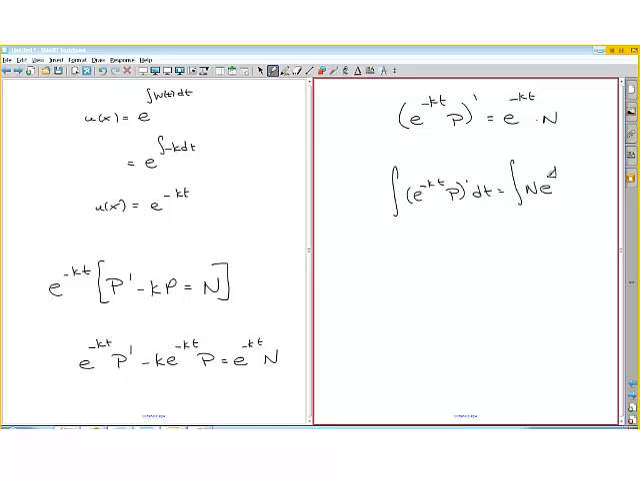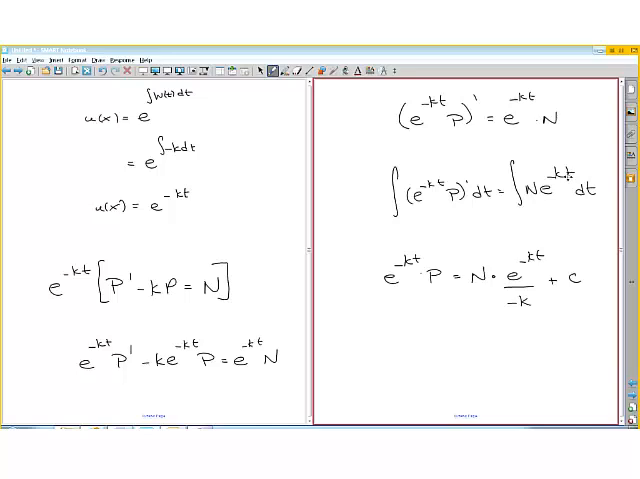I'm going to put the constant out in front. The left-hand side just becomes e to the minus kt times p. The right-hand side becomes n, which is a constant, so we leave that outside. The integral of e to the minus kt is equal to e to the minus kt divided by negative k. And we add our arbitrary constant c.